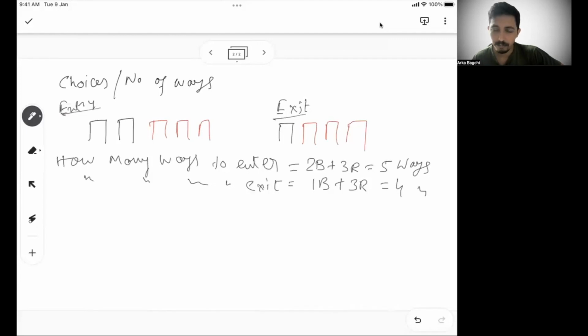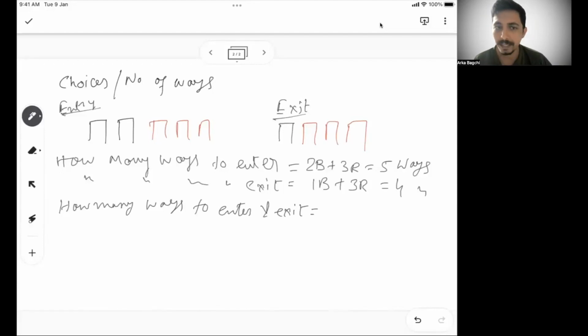Now, if you ask me how many ways to enter and exit, this is the most important piece. Let's say you enter through this black door, black door number one. You have an option to exit through 1, 2, 3, 4. So you have four ways to exit.